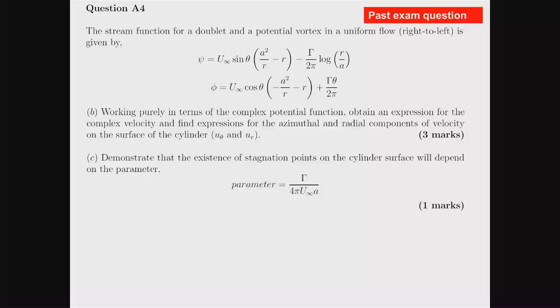Okay, so let's try and do this question together. Let's do part B first. Let's find our complex potential and find our velocities UR and U theta.